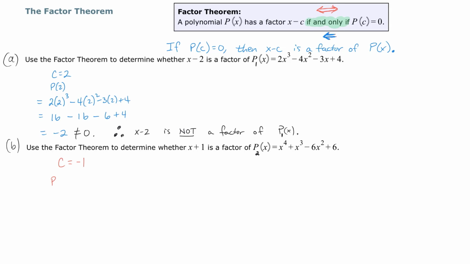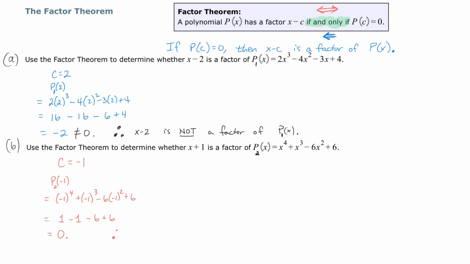Now we're trying to evaluate P sub 2 of negative 1. We get parentheses, negative 1 raised to the 4th, plus negative 1 raised to the 3rd, minus 6 times negative 1 squared, plus 6. What is this? This is actually 1 minus 1. Subtract 6, add 6. We do get 0.